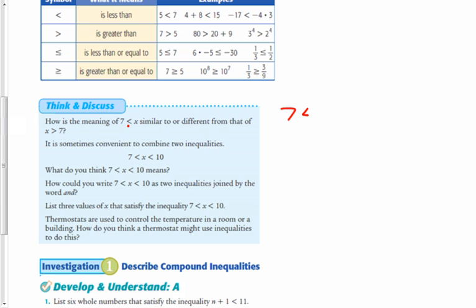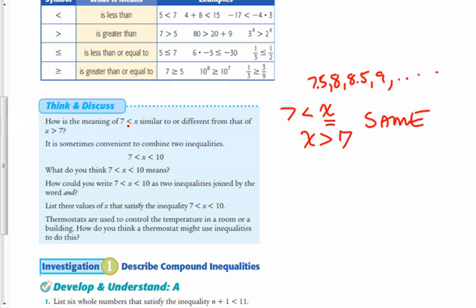Well, saying 7 is less than x, x means all numbers. So what we're saying is 7 is less than all these numbers. So the numbers would be like 8, 8.5, 9, 7.5, etc. So this means really any number that is higher than 7 is a solution. And that's exactly what this means. Any number greater than 7 is a solution. So these are the same.